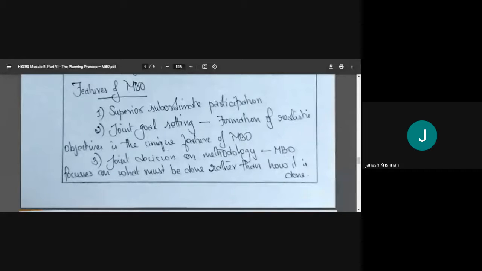Both the manager and his subordinates will have a role. Joint goal setting, formation of realistic objectives in the base. This is a unique feature of MBO. Okay? Because not only is the top management designing, employees are also heard.